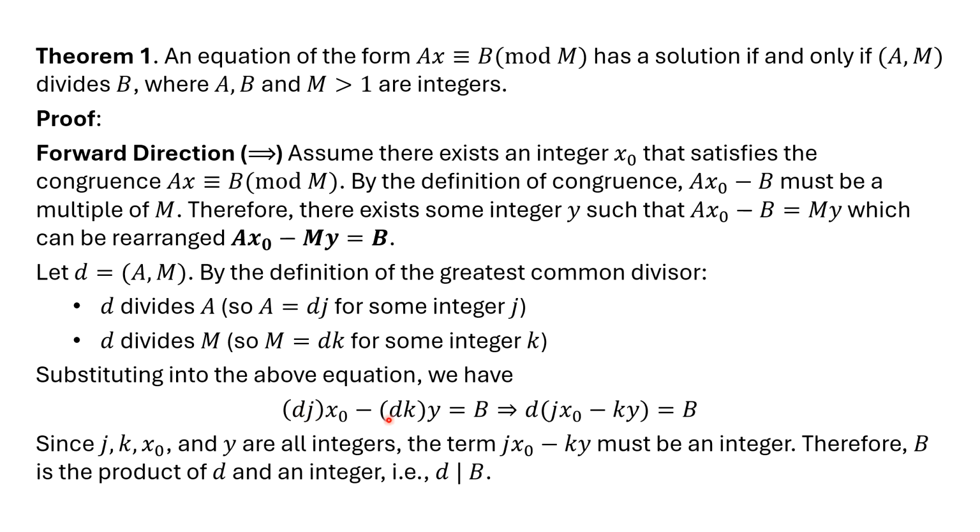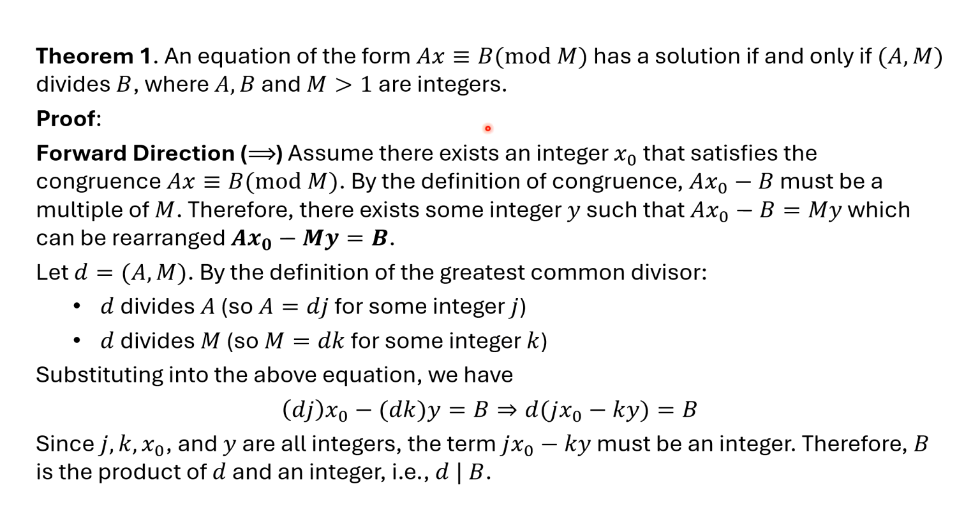And then we have a d in here and a d in here, so we can factor that out. But everything inside of here is an integer: j, x sub 0, k, and y. So we have d times an integer equals b. Therefore, b is a product of d with an integer, and that implies that d divides b, which is what we wanted to show in the forward direction, that the GCD, which we call d, divides b. So we've proven it in the forward direction.